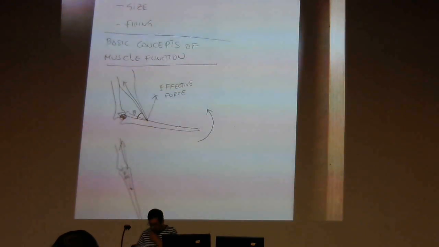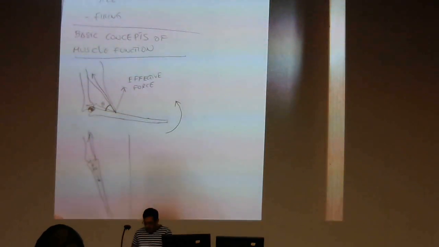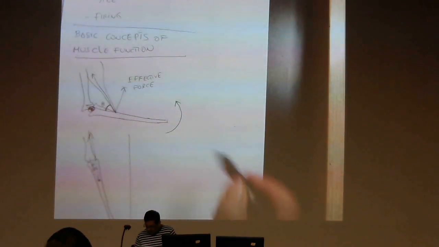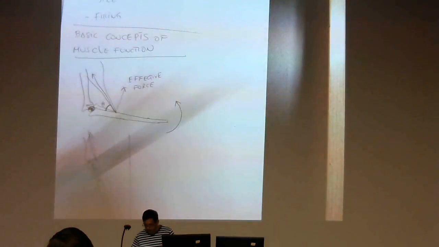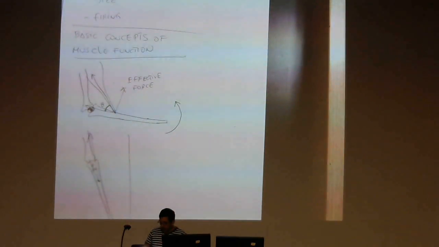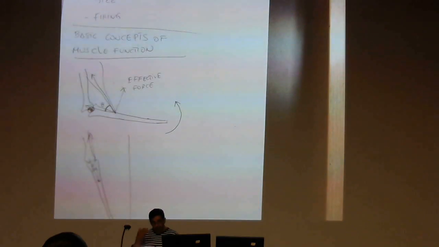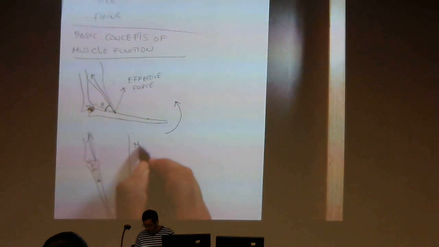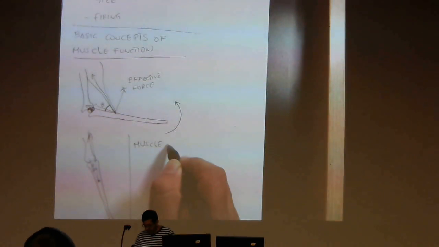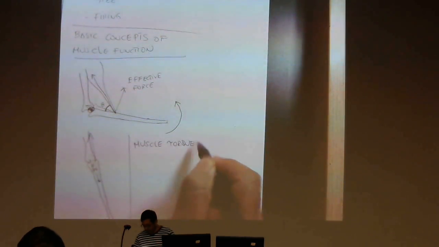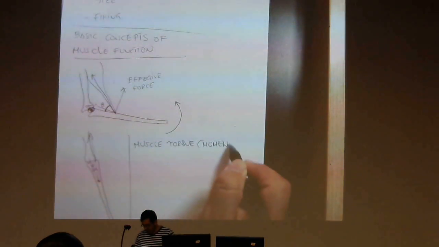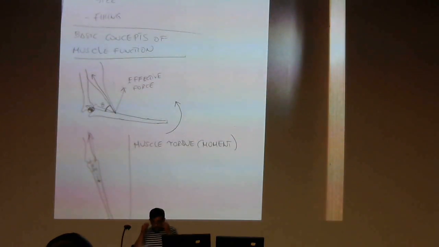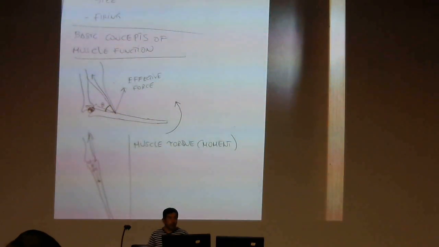Okay, why are we talking about that? The reason is this. In this case, the bone will rotate that way, up and down. Therefore, because there is a rotational force, the effective force of the muscle will create a muscle torque or a muscle moment. Torque and moment are words that are used interchangeably. And what we see is the effect of that muscle moment causing the limb to rotate about an axis of rotation.